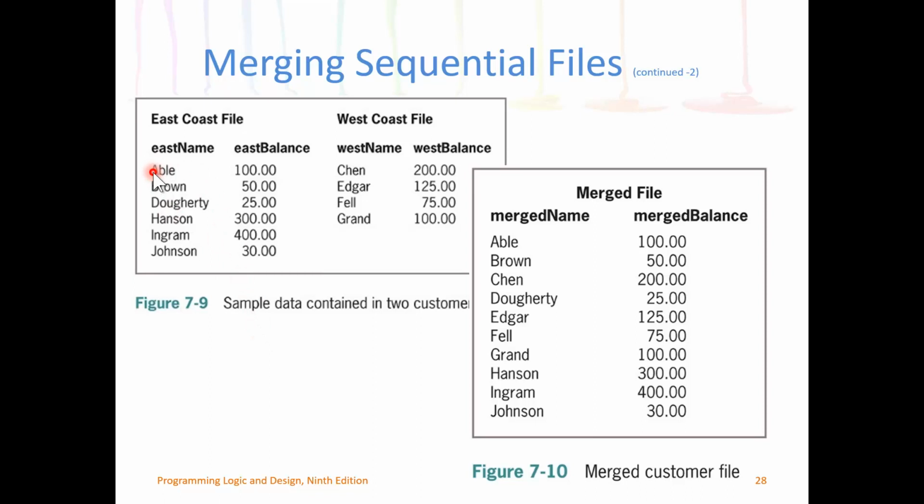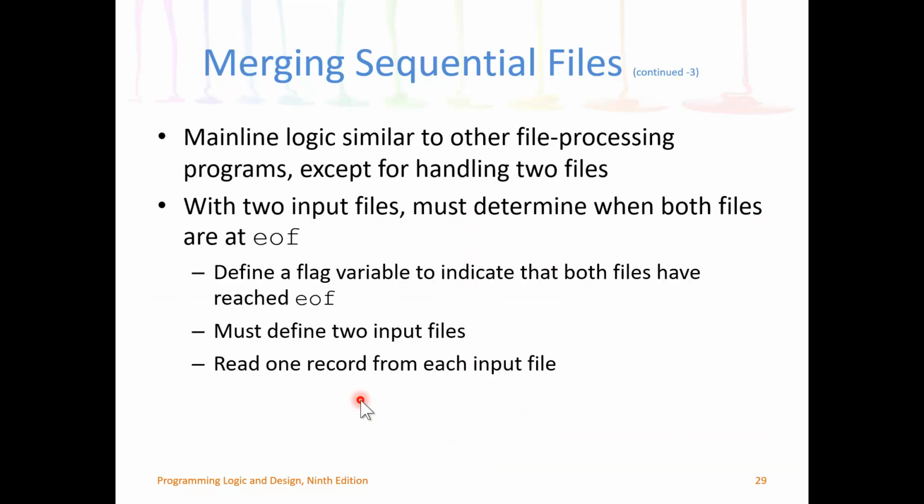So, for instance, here's our first file, East Coast file, West Coast file, Abel, Brown, all these people, and their balances. And we want to create one file where we output Abel and 100 to the merged file. That's my output file. And then alphabetically, Brown comes next, so we're going to write Brown. And then if we read Daughtery, excuse me, I didn't say that right, it comes after Chin, so we have to output Chin next. But you see we've merged the files into alphabetical order.